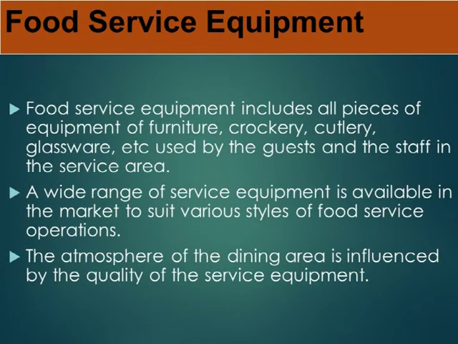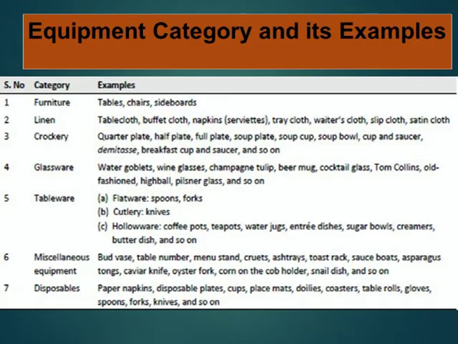Food service equipment includes all pieces of equipment of furniture, crockery, cutlery, glassware, etc. used by the guests and the staff in the service area. A wide range of service equipment is available in the market to suit various styles of food service operations. The atmosphere of the dining area is influenced by the quality of the service equipment. Equipment category and its examples.